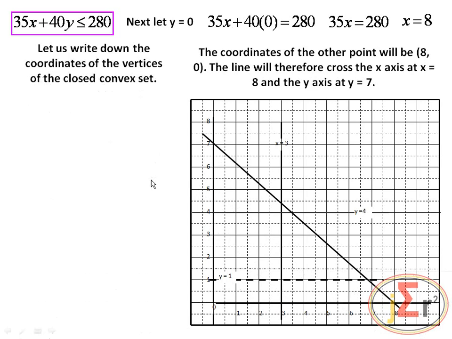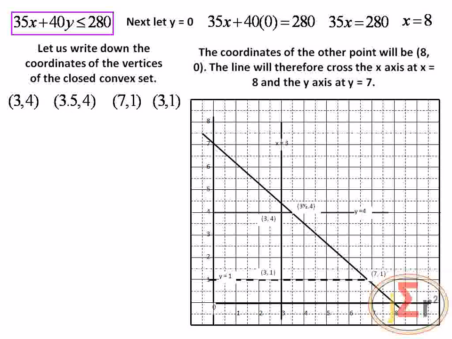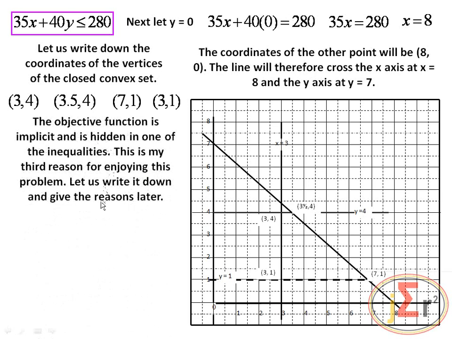Let us write down the coordinates of the vertices of the closed convex set. So those are the coordinates of the vertices on the graph paper and also in our answer booklet. The objective function is implicit and is hidden in one of the inequalities. This is my third reason for enjoying this problem. Let us write it down and give the reasons later. So we have p is equal to 35x plus 40y.